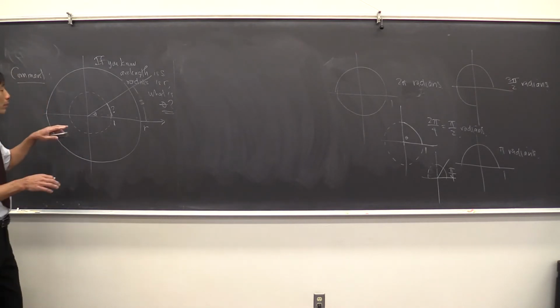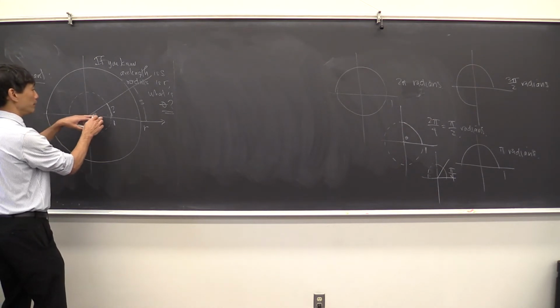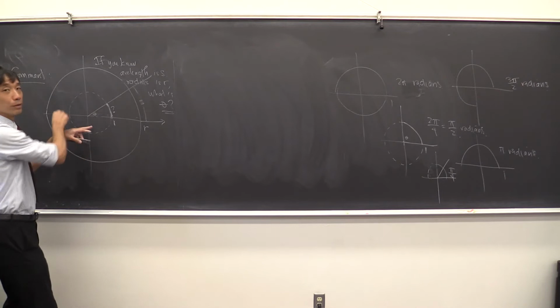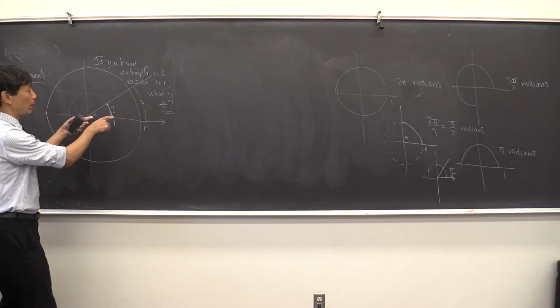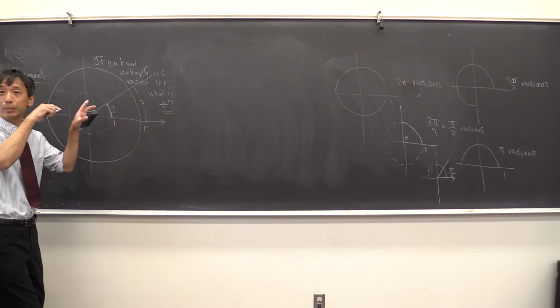Okay, so we're trying to figure out what this angle is in radians. To do that, we need to figure out the arc length that's subtended in the unit circle. So how do we figure that out? Anybody have an idea?